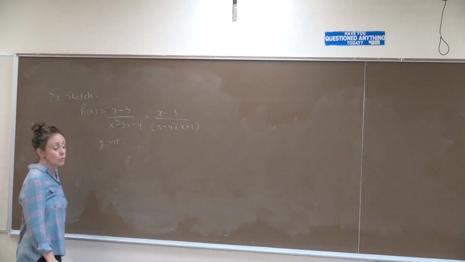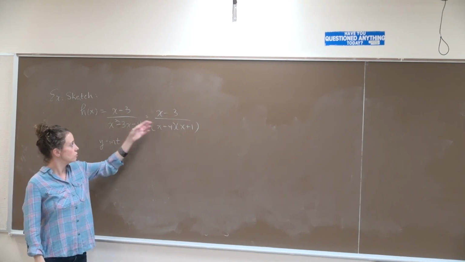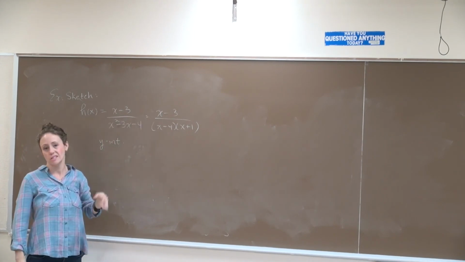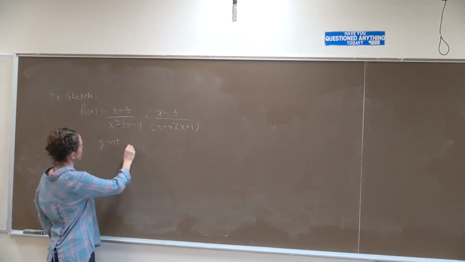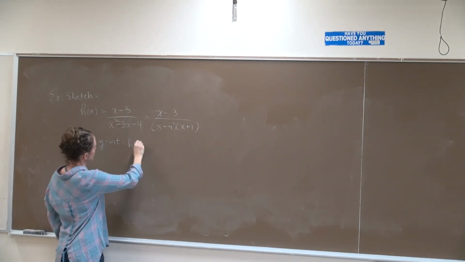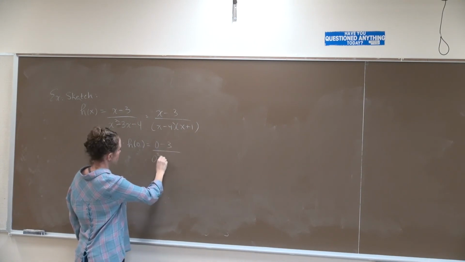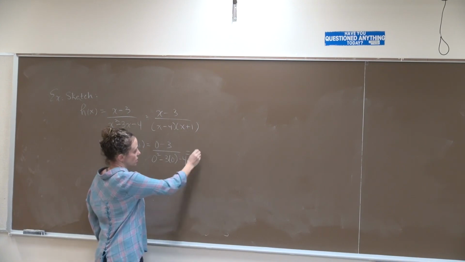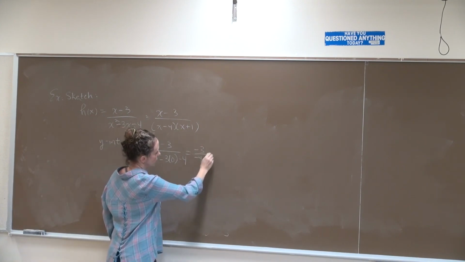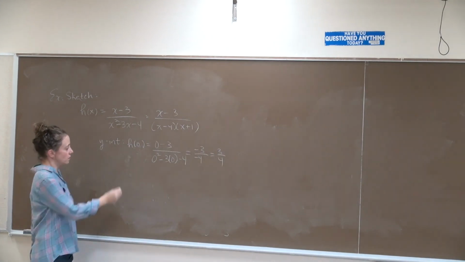And the y-intercepts are what happens when we substitute 0 in for x, and you can substitute it into either the factored or the unfactored. It's easier to do it in terms of the unfactored. And we get the following. We get the y-intercept, h of 0 equals 0 minus 3 divided by 0 squared minus 3 times 0 minus 4, which ends up giving us negative 3 over negative 4, or 3/4. So we have a y-intercept at 3/4.